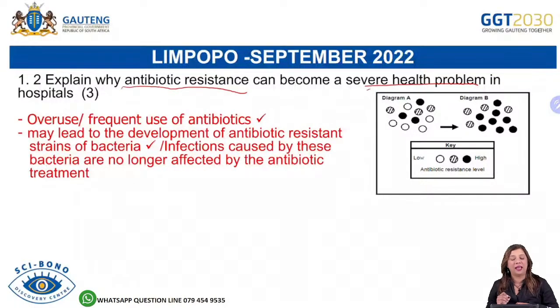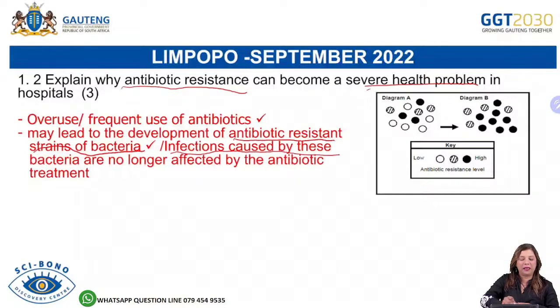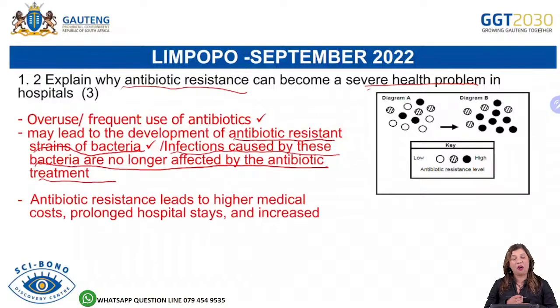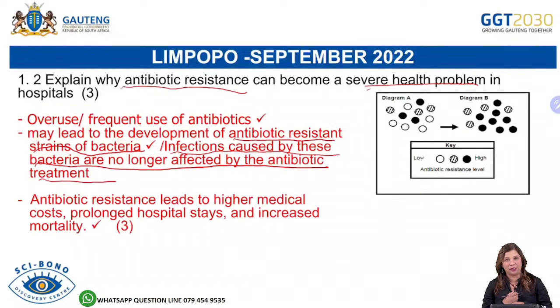Overuse and frequent use of antibiotics may lead to the development of antibiotic-resistant strains of bacteria. Infections caused by these bacteria are no longer affected by the antibiotic treatment. Okay? And antibiotic resistance leads to higher medical costs, prolonged hospital stays, and increased mortality. That means if the person is going to constantly be resistant to the antibiotic, they're going to get more sick and more sick and more sick. And mortality, we don't like that word because it means death. Okay? It's not a very nice word. Humans, we don't want that. So that is what they are actually talking about.